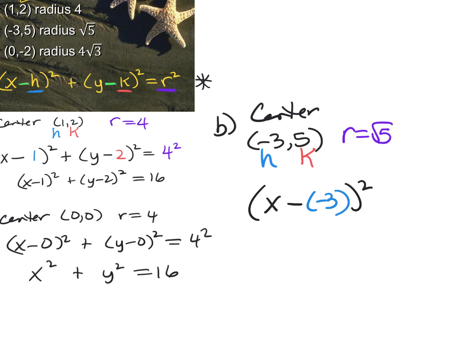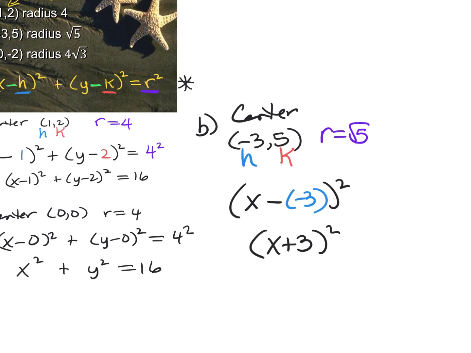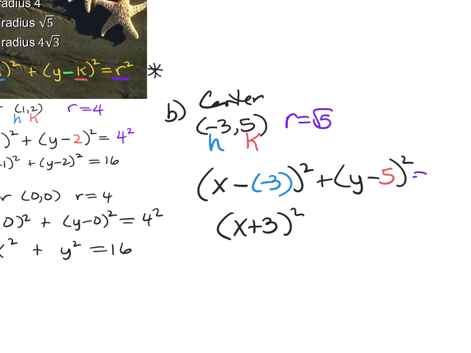So what we're going to do is simplify that negative negative and make it x plus 3. And then let's fill in the y, plus y minus, and then the k is 5. And then I'll put in my r squared. And then now let's rewrite everything else. Plus y minus 5, square that. The square root of 5 squared just turns into a positive 5. So again, whenever your h or your k is negative, that negative negative will turn into a plus sign.